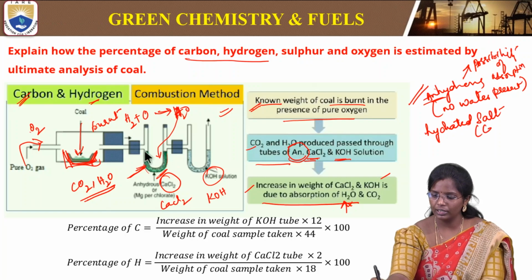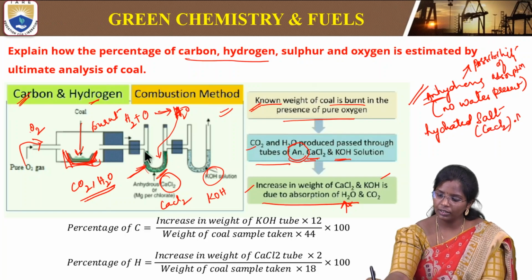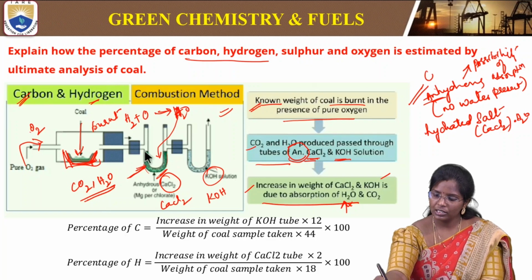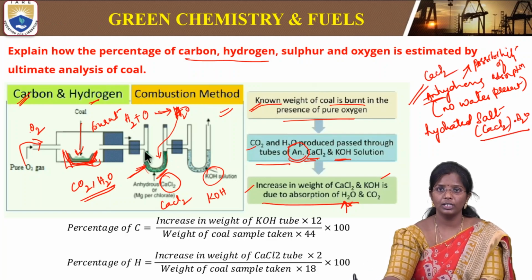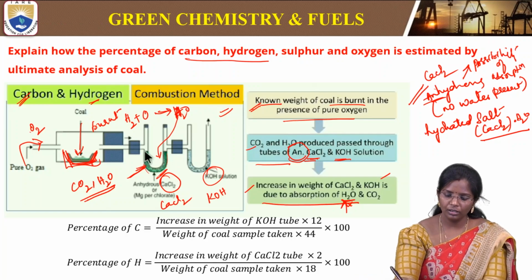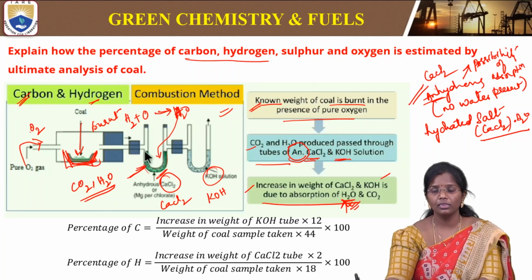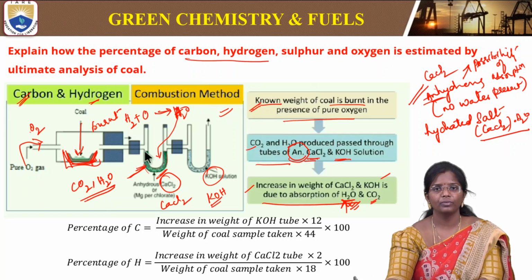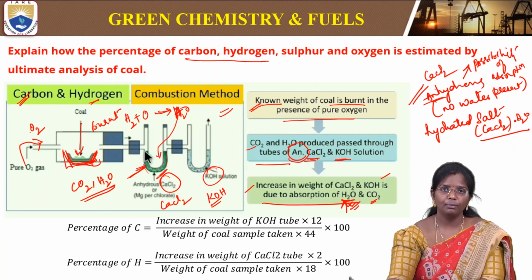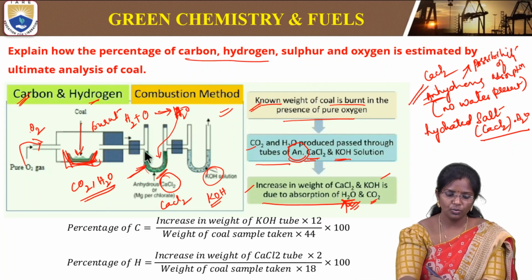that is, calcium chloride dot H2O. Before, it is only calcium chloride. Now it is calcium chloride dot H2O, the hydrated salt. It is becoming this because of absorption of the water molecule. So there will definitely be an increase in the weight of this particular calcium chloride. That is how we determine the hydrogen and carbon content, wherein carbon dioxide is absorbed by the KOH. So this is how the carbon and hydrogen will be estimated using the formula.